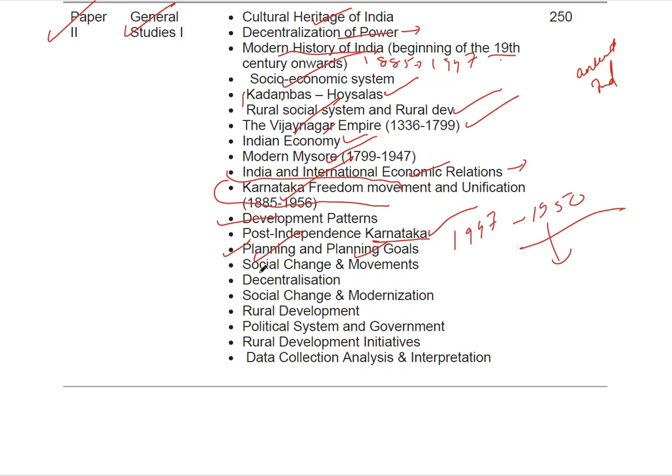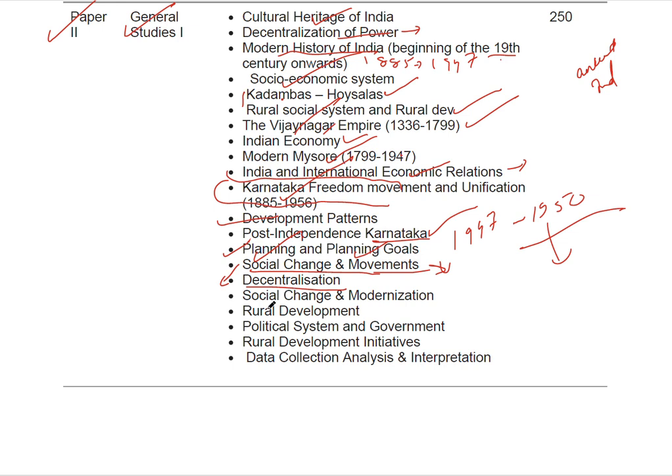Then we have another topic, social change and movements. These are done by the backward classes, other backward classes or SC/STs, whatever they fought for social empowerment. All those movements have to be covered, and they are repeatedly being asked in both UPSC as well as KPSC exams. Very important.